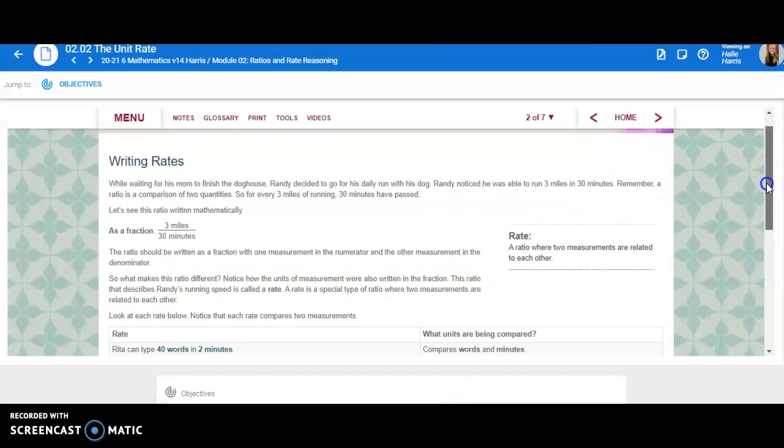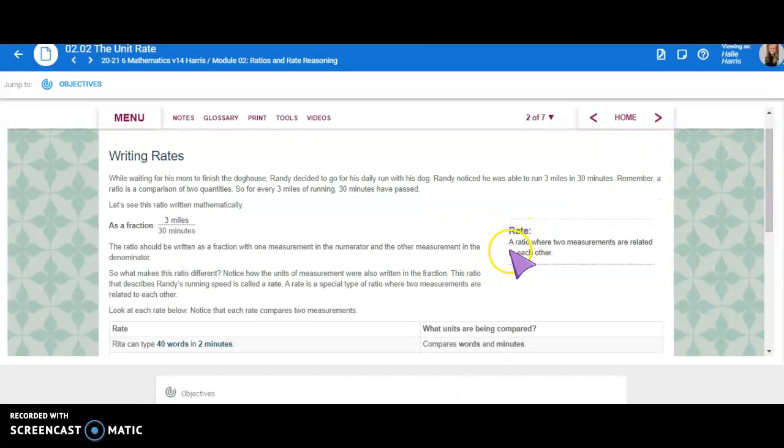As we head to page 2, we are reminded that a rate is a ratio where two measurements are related to each other. So we know what a ratio is. A ratio compares two things. A rate is when these two are related. So, writing rates.